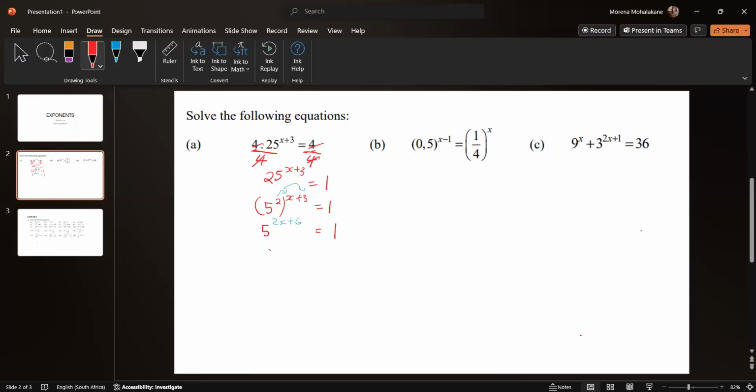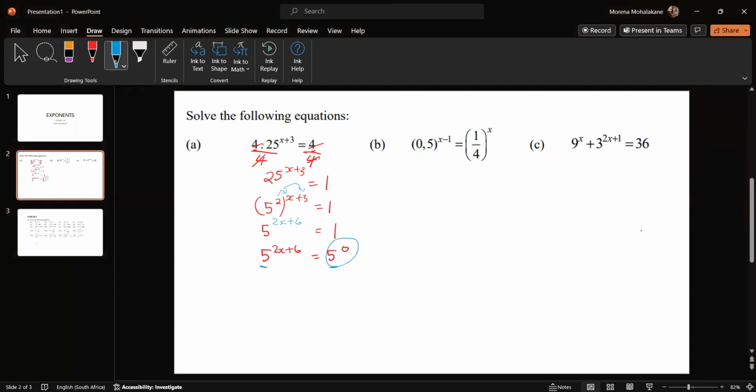Okay. So I'm going to say 5 exponent 2x plus 6 is equal to 5 exponent 0. I'm making it 5 because I want to have powers of the same base. This whole thing is called a power. And this thing here, these are exponents. Do you understand? Yes, and that's the base. So when you say it, you say 5 exponent. You don't say 5 to the power. Stop saying that, please.